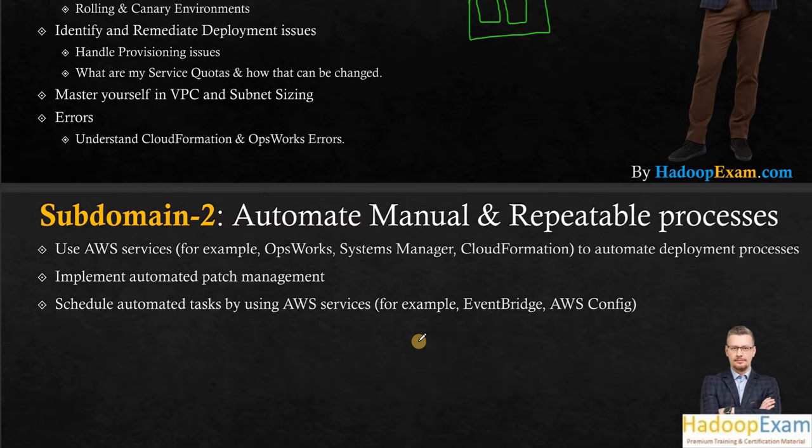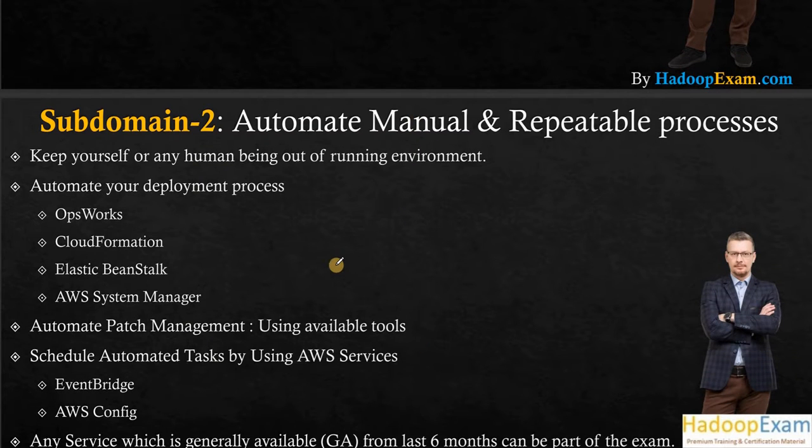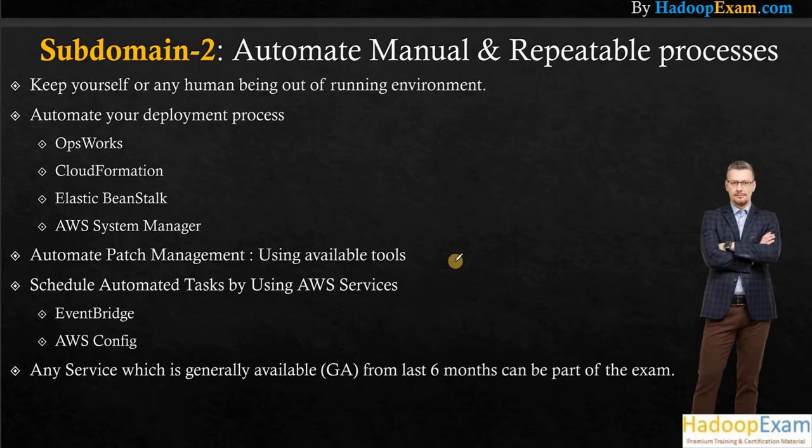Now automate and manual and repeatable process, that is the next subdomain. So let's again go to the detailed slide. Keep yourself or any human being out of the running environment. That is a very important thing when you start working for a larger organization. That is a very critical point. They want human interactions to be zero in the production environment.